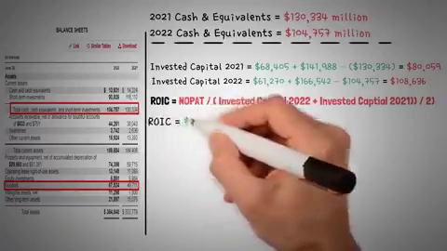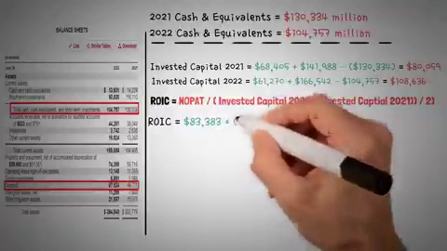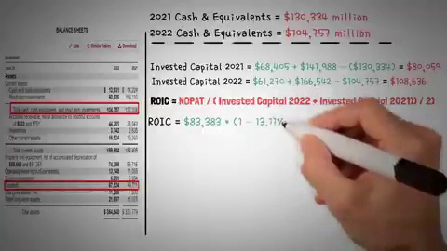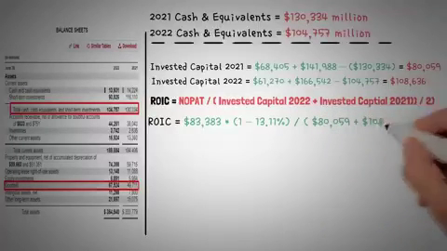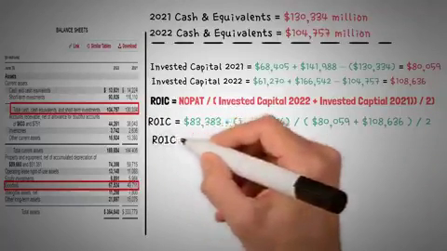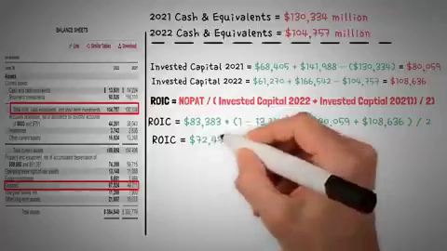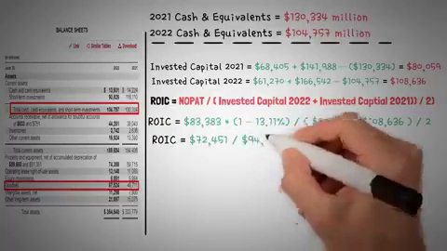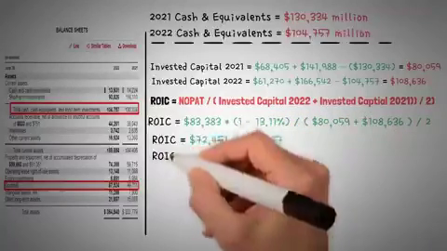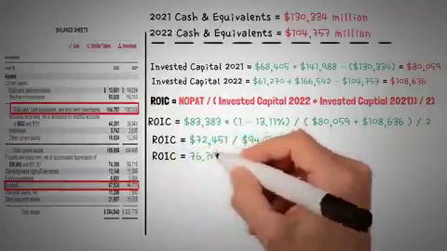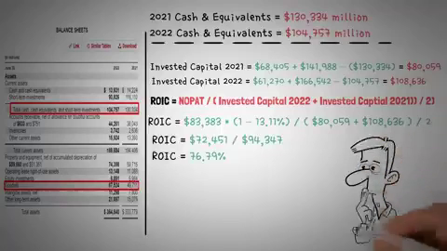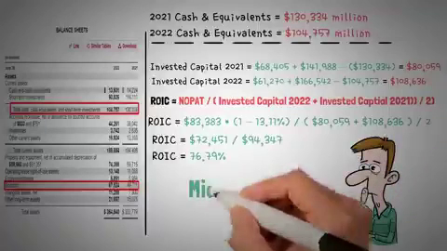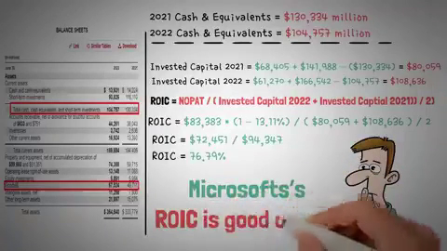ROIC equals $83,383,000 times 1 minus 13.11% divided by $80,059,000 plus $108,636,000 divided by 2. ROIC equals $72,451,000 divided by $94,347,000. ROIC equals 76.79%. At this point, let's wait a moment before we analyze what our formula came up with before deciding if Microsoft's ROIC is good or bad.